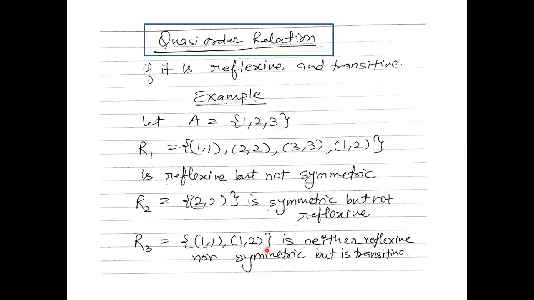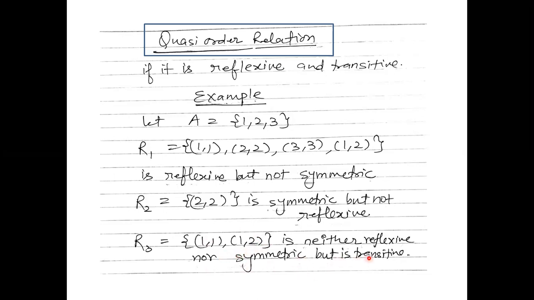Next is R3. Here it has two ordered pairs, (1,1) and (1,2). So it is not reflexive, because here it has (1,1), (1,2), but (2,2) and (3,3) are not here. So it is neither reflexive nor symmetric. It is not symmetric also, because (1,2) is here but (2,1) is not here.